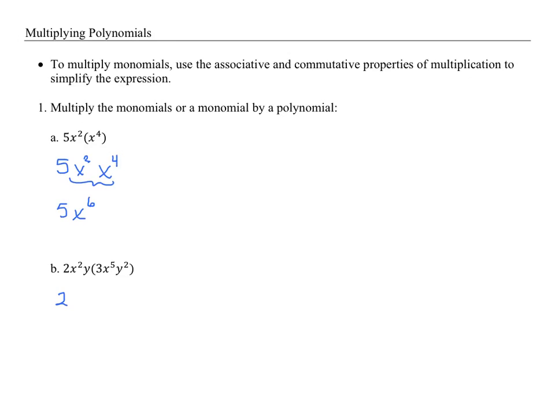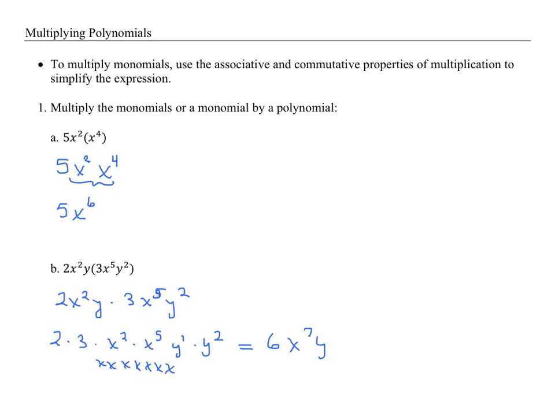The next one is 2x squared y times 3x to the fifth y squared. So the deal on this is that I can move things around. See? I just moved everything around because the commutative property lets me do that because everything is under multiplication. Now I'm going to multiply 2 times 3 and get 6. X to the second times x to the fifth is x to the seventh because I really have 7 x's in total and 3 y's, y to the third.